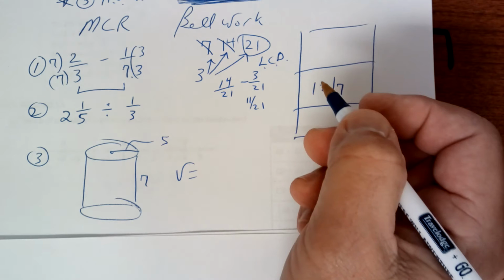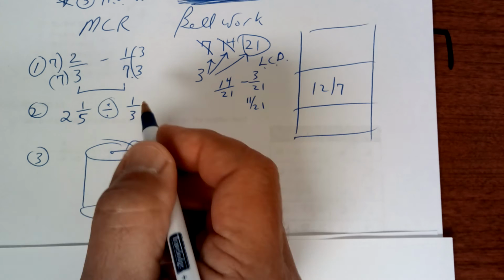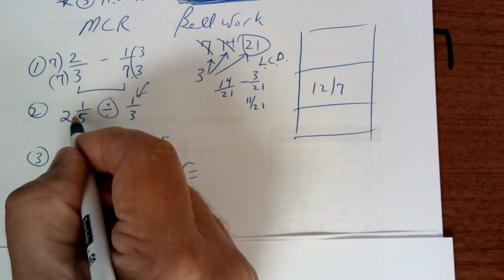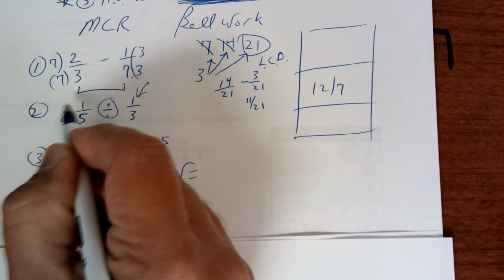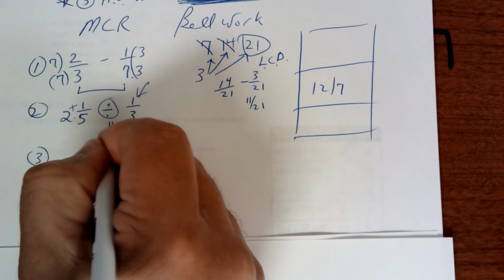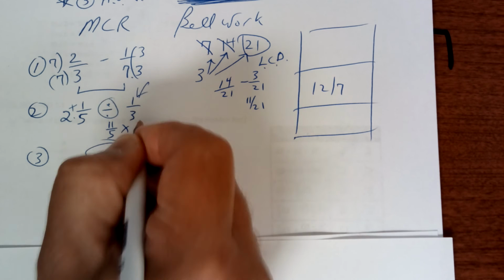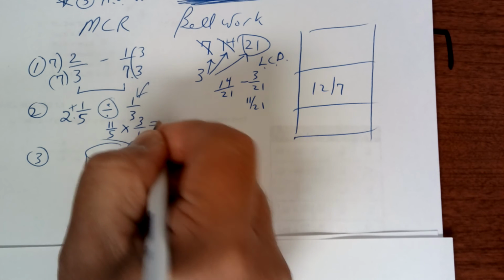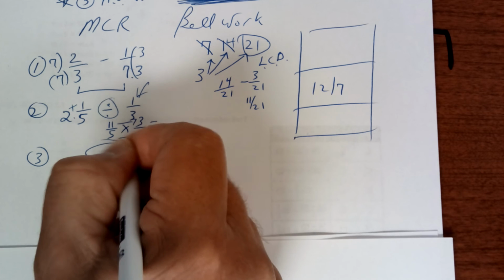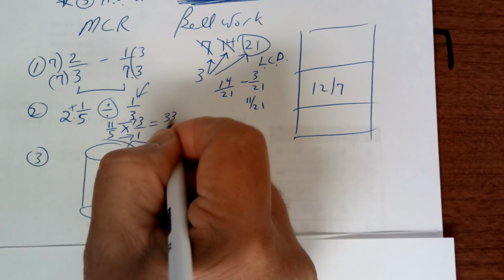This one right here is division. So you got to flip that one. Before you do, you got to change this. So that's 10 plus 1. So that's 11 over 5 times 3 over 1. So that's going to be 33 over 5. We're going to leave it as an improper fraction.